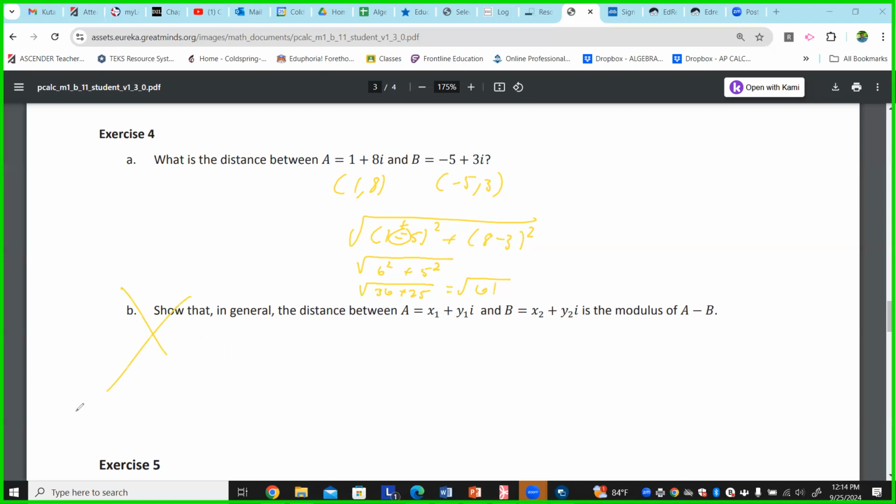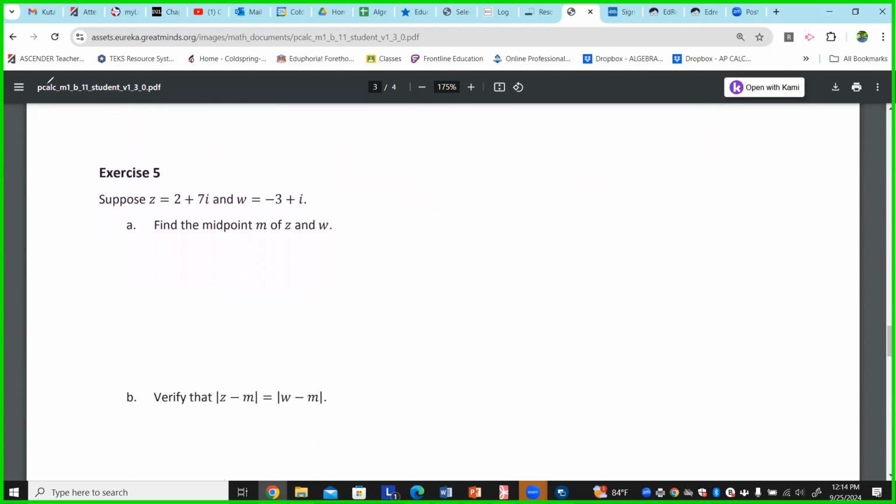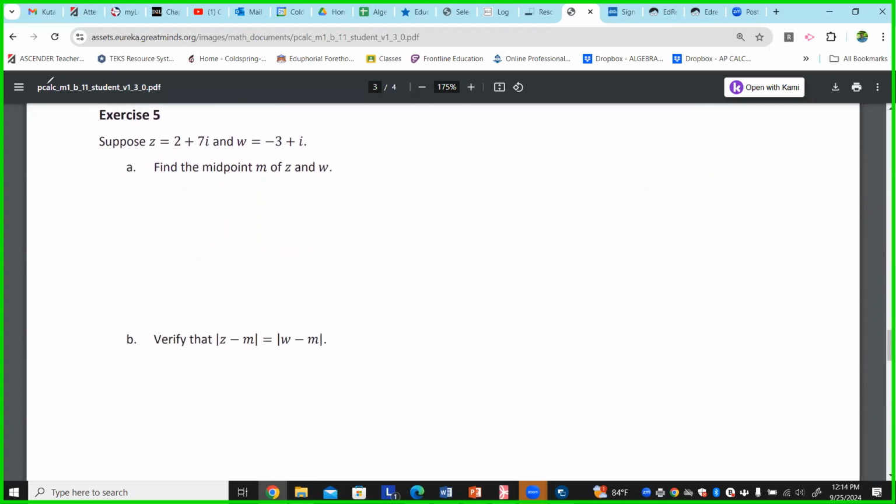Let's go ahead then and move into exercise 7. I say 7, 5. I can't count. All right, so this one says, suppose Z equals that, W equals that. Okay, I want you to find the midpoint, where they're going to call it M. So that's just the name of it, but you're finding the midpoint of Z and W. So go ahead and try that real quick. And we'll work B out together.